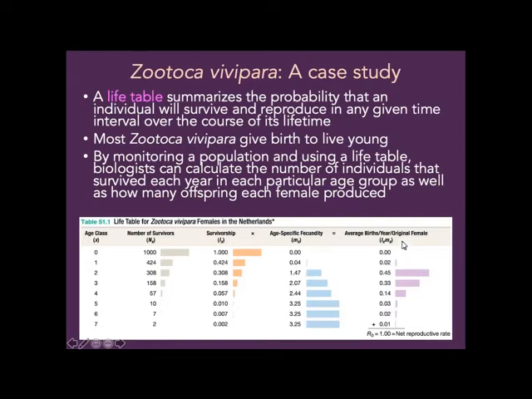Okay, so we can work out the average births per year per female, so we can figure out that females who are 2 years old are more likely to survive than 3, 4, or 5 year olds, and they have the most number of babies per female that's alive. So we can see that the maximum period of time that individuals are reproducing is between age 2 to 4.